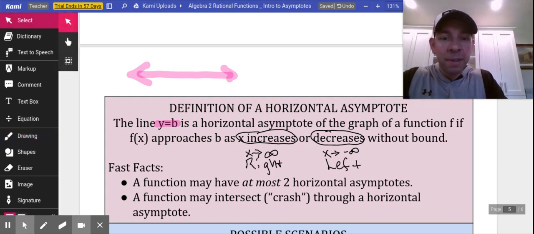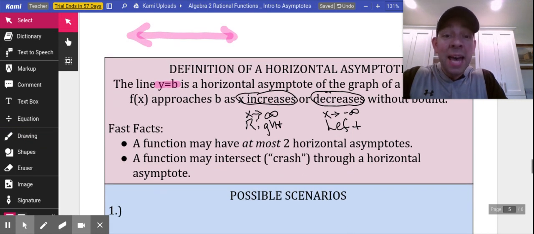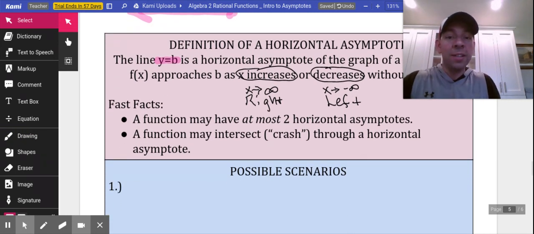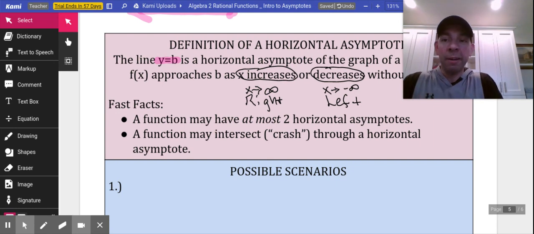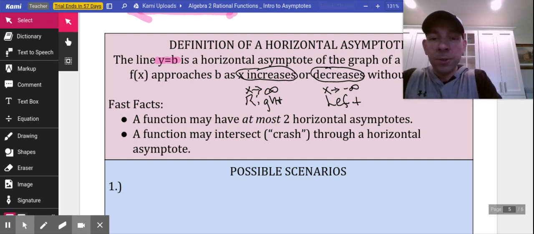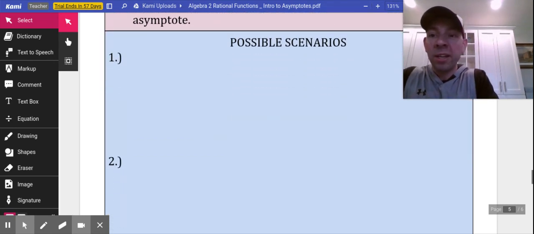A couple of fast facts here. A function may have at most two horizontal asymptotes. It is impossible for any mathematical function to have more than two. Most of them have one or zero. And a function may potentially intersect or crash through a horizontal asymptote somewhere in the middle of the graph. A couple of scenarios that I want to try to visualize for you.